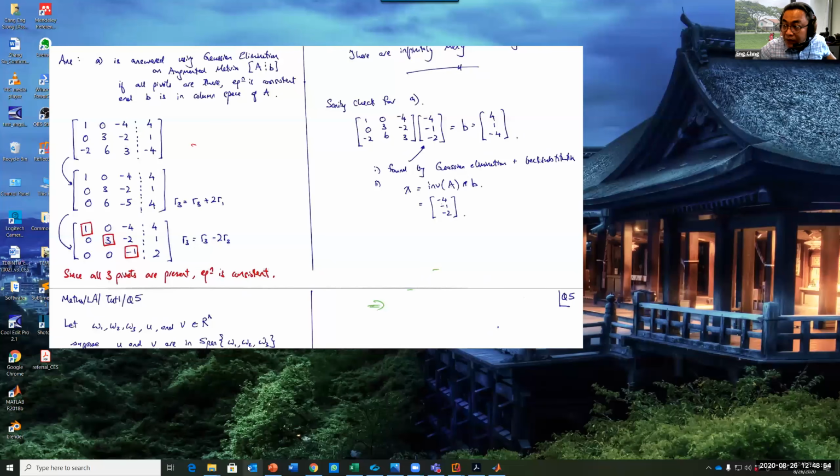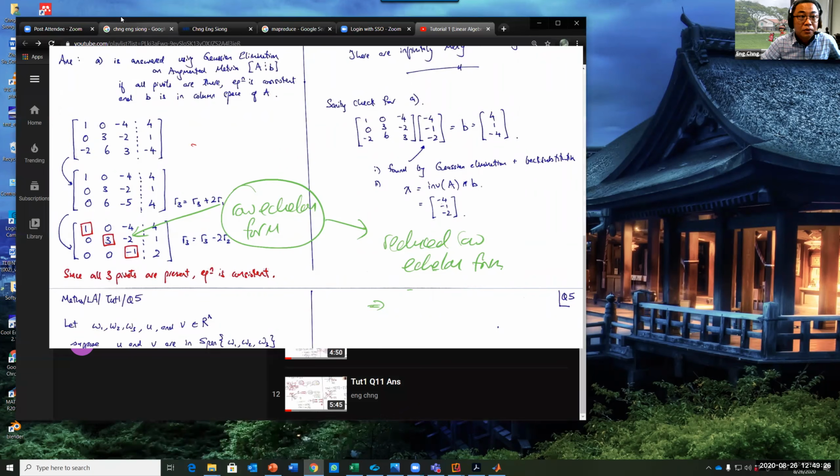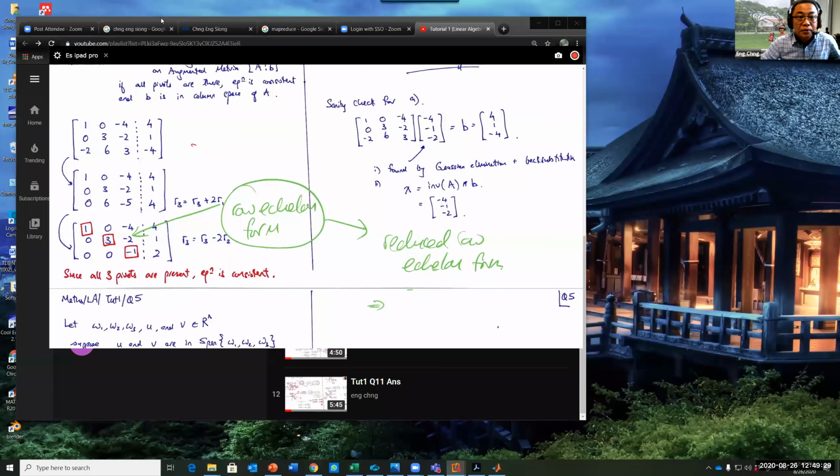So let me pull out Wikipedia. This form that we have just shown on the left is called row echelon form. You can do one more step called reduced row echelon form. Okay, and then you still can solve. But it's up to you. I'm lazy, so I just stop at row echelon form. So I now pull out reduced row echelon form for you.